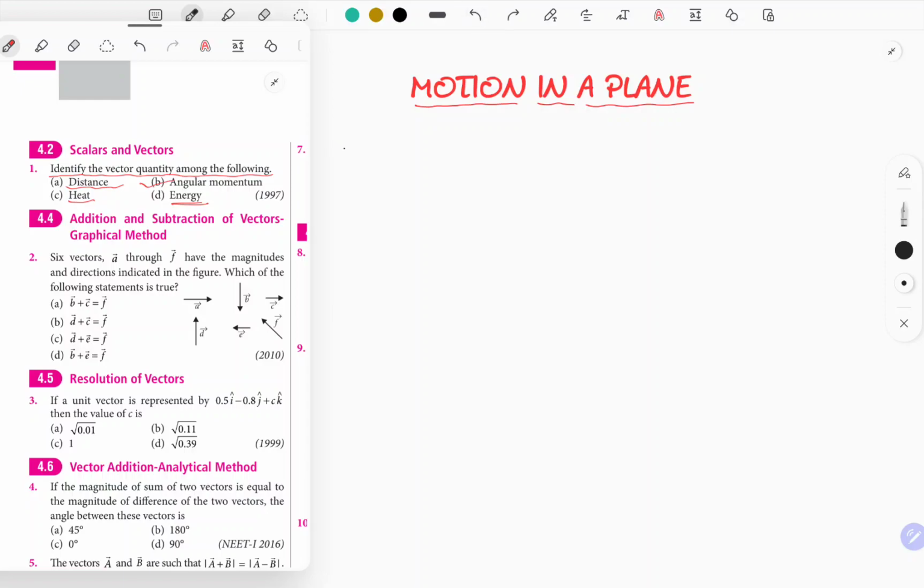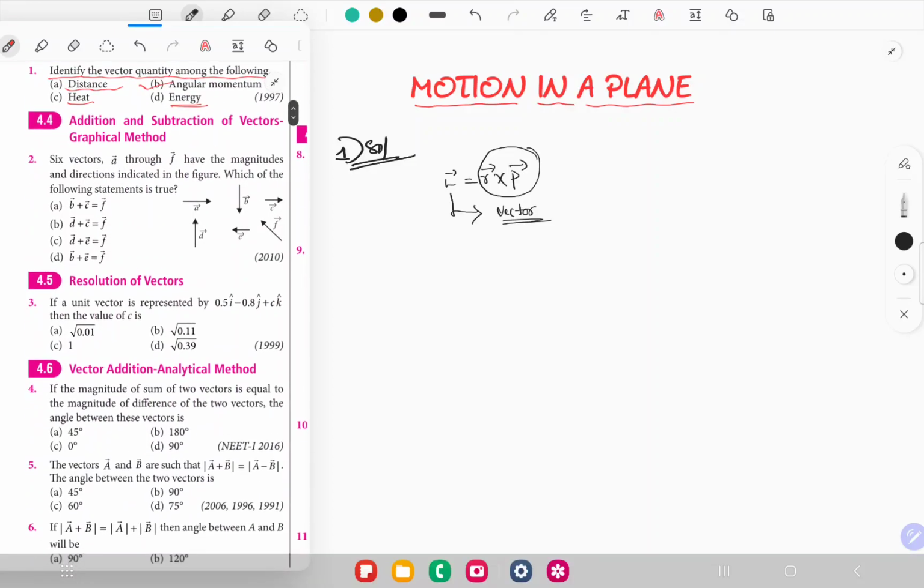So question number 1. The formula for angular momentum is L bar equals R bar cross P bar. As this is a cross product of two vectors, the resultant is also going to be a vector quantity. Okay? So the first question answer is option B. Okay, next let's get into the second question.